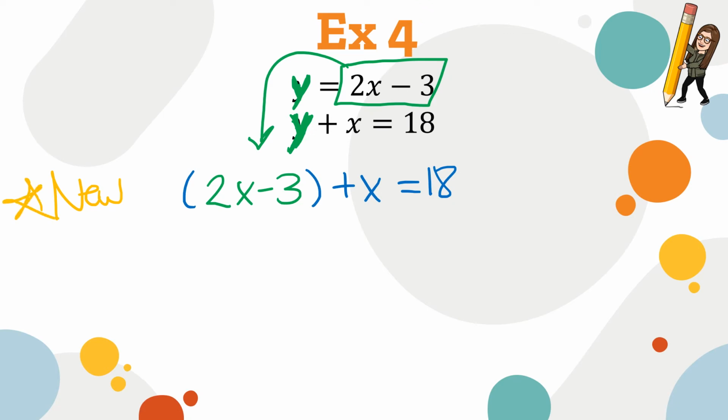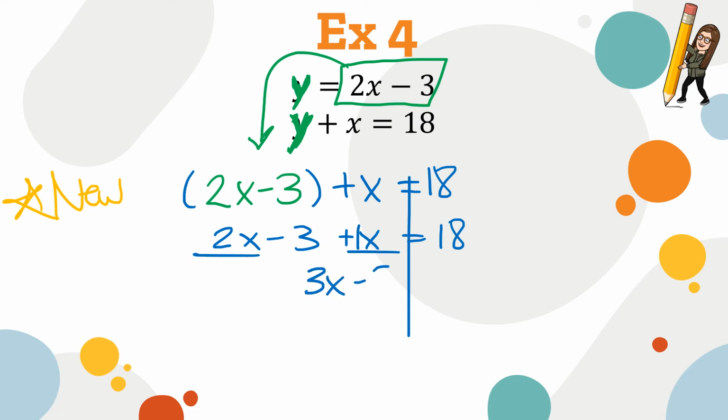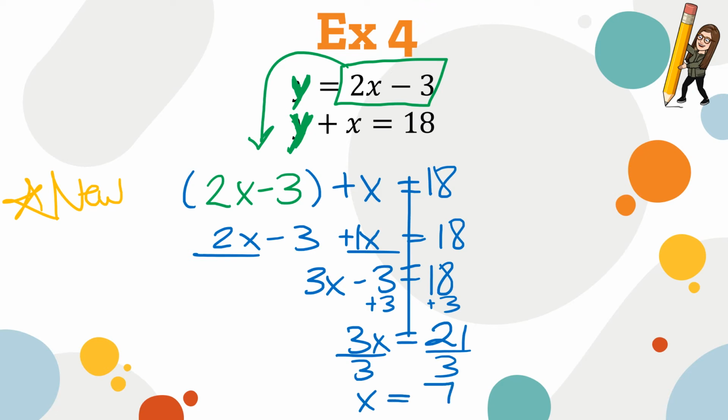Next, we're just solving. If I was to distribute, it's a 1. So that would drop the parentheses. Combine like terms, 2x and positive 1x is 3x. The minus 3 falls down, 18 falls down. Let's add 3. That gets us to 21. Hey, and let's divide. Nice, clean answer of 7. So let's start prepping our answer. X is 7.